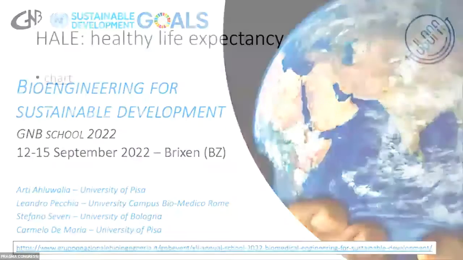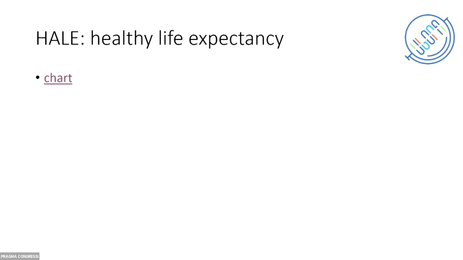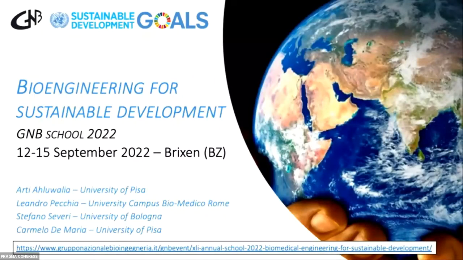Okay, here's another interesting one. HALE, healthy life expectancy. This is an indicator of how many years of your life you live healthy and how many of them you don't live in good health. If you go to the chart, can you click on that?